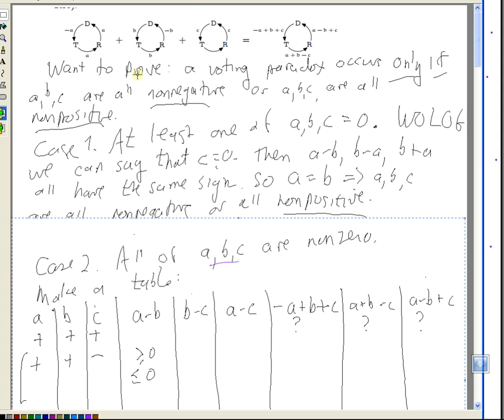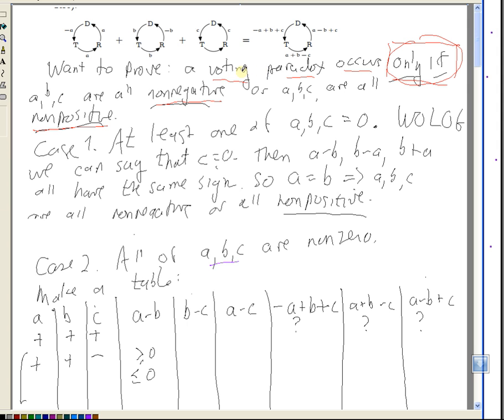what we want to prove is that a voting paradox occurs only if A, B, and C are all non-negative, or A and B and C are all non-positive. Notice this is an "only if." It's possible that A, B, and C are all non-negative and there's no voting paradox. Or it's possible that A, B, and C are all non-positive and there's no voting paradox. However, we can say that A, B, and C all being non-negative or all non-positive is a necessary condition for a voting paradox to occur.